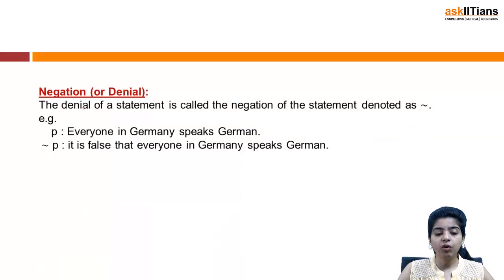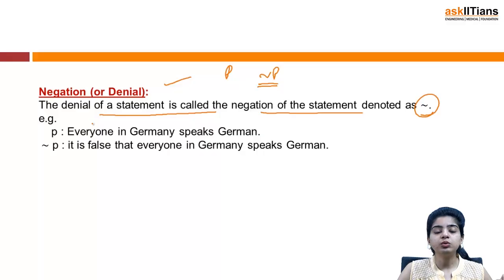Next is negation or denial, and I'm sure you must have heard this word also. We generally use denial in our day-to-day language. The denial of a statement is called the negation of the statement. You have P, and the negation of P is denoted by this sign. Negation just means you contradict that statement. For example, P is: everyone in Germany speaks German, and the negation of P would be: it is false that everyone in Germany speaks German, right? So this is the concept of negation, a simple concept.